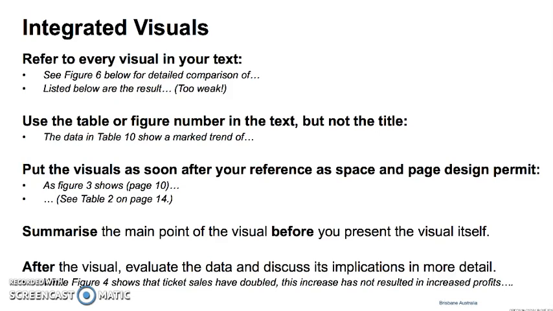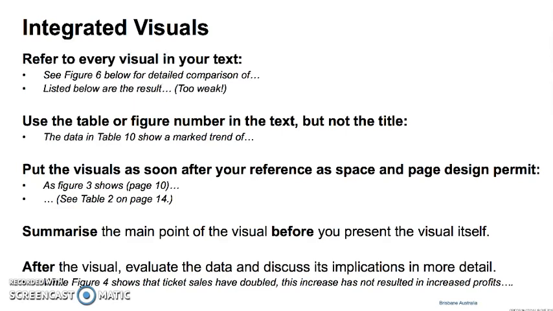That is one reason why you're numbering the tables and figures, so that you can refer to them in text. See the second example. You don't need to include the title as well. It's fine to say the data in table 10 shows. That's enough to get the reader to table 10. Remember, I'm talking here about in-text reference to visuals. And put the figures as soon as possible after your reference.